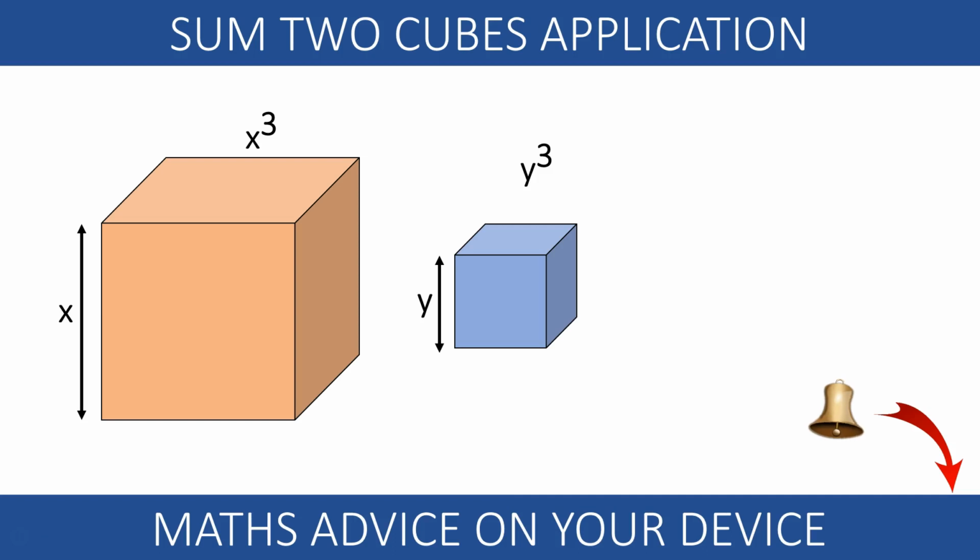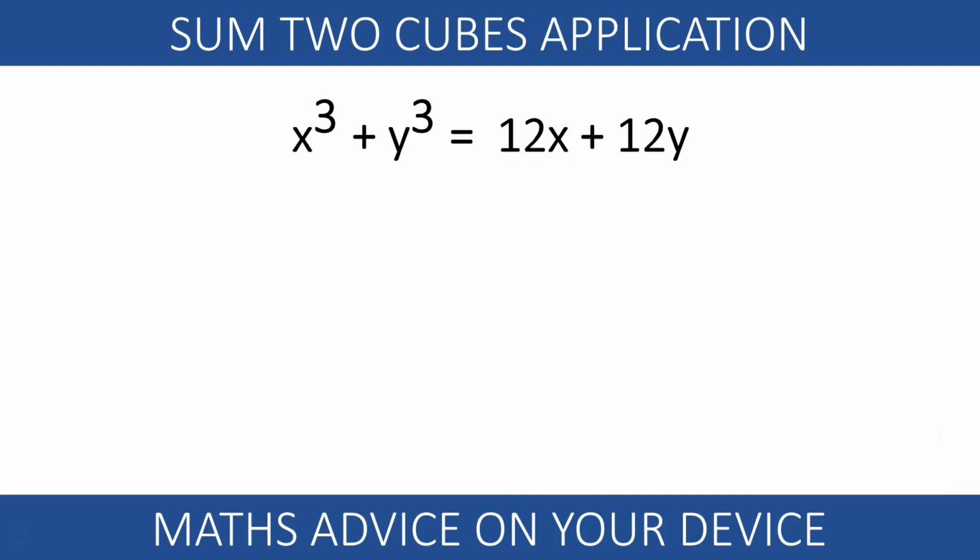Right, for the volume and the length around the edges to be the same numerically, we need to solve the equation x cubed plus y cubed equals 12x plus 12y.